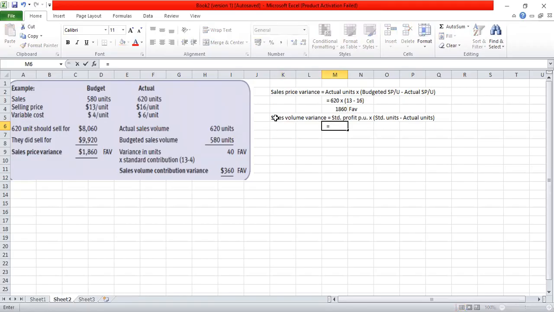the selling price. Standard profit is, otherwise I'll write it here so that you will have an understanding. Standard profit is equal to the standard selling price, which is 13, minus standard variable cost, which is 4. So standard profit is equal to 13 minus 4, which is equal to 9. The units are already given.